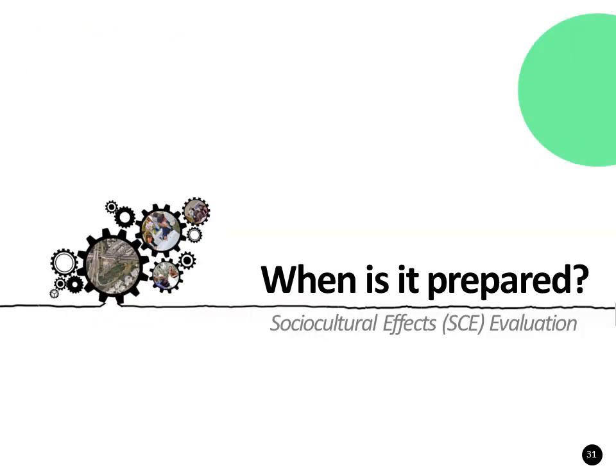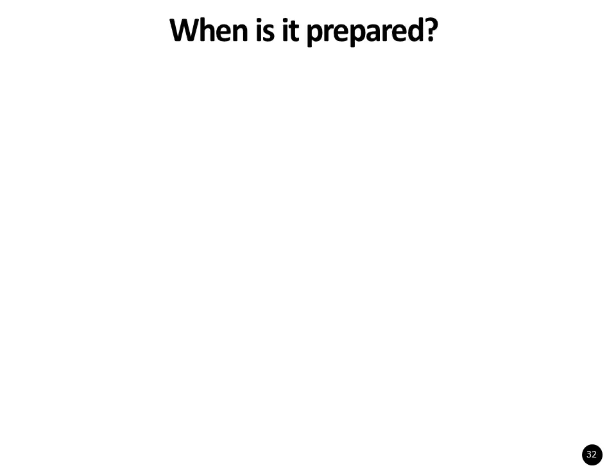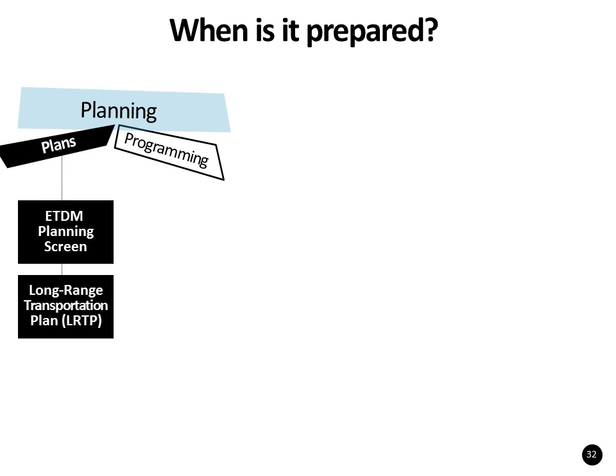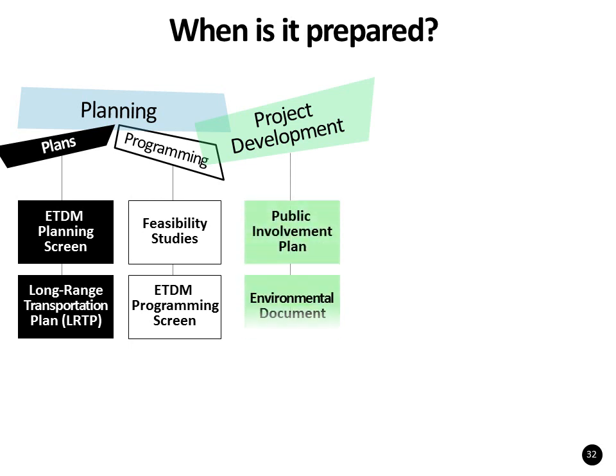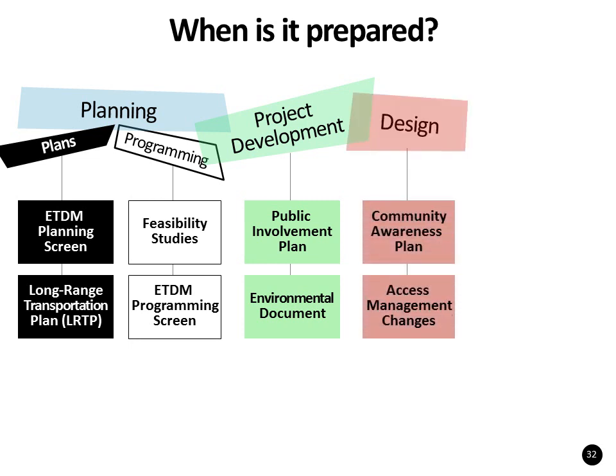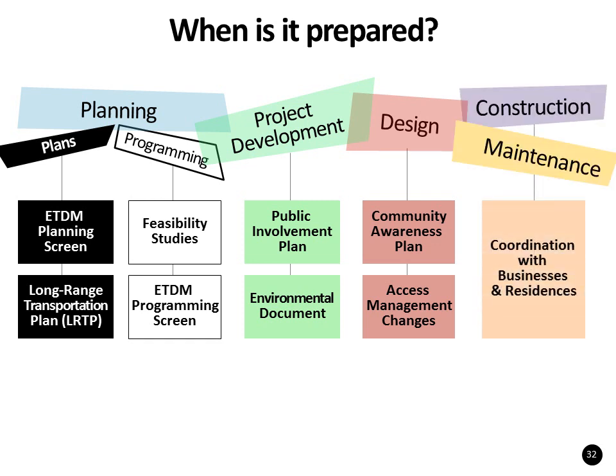In this section, we'll talk about when in the project lifecycle an SCE evaluation is prepared. In the planning phase, SCE evaluation is performed to aid in the screening of projects prior to their addition to long-range plans or work programs. During project development, the evaluation is a key input to the project public involvement plan and the environmental document. In the design phase, sociocultural data is used to create the community awareness plan and to understand potential effects relative to access management changes. Knowledge of the community is necessary in the construction and maintenance phases to understand how those activities could disrupt or otherwise impact people's lives and businesses.